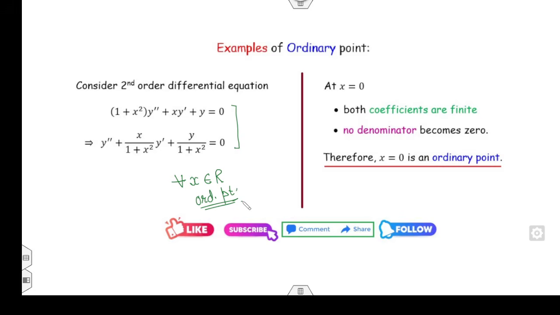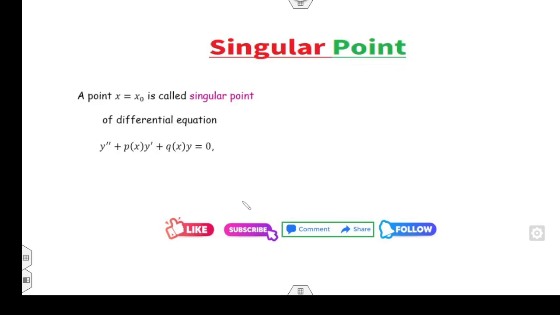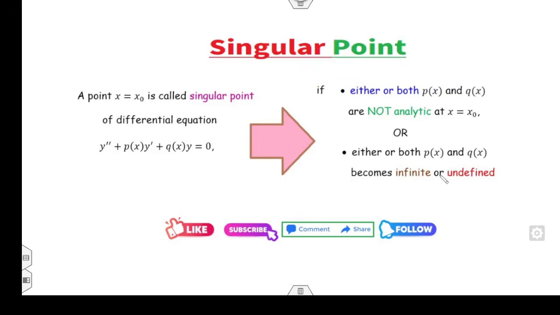Is it okay? Now, the second definition is the singular point. Any point is said to be singular if either p(x) or q(x)... Ordinary point किसको कहते थे? Whenever p and q must be analytic. तो यहाँ पे क्या हो जाएगा? Either p or q are not analytic. Analytic का मतलब नहीं, analytic का मतलब लिमिट जो आपके पास क्या हो जाए, इंफिनिटी हो जाए और अनडिफाइंड हो जाए. यही तो थी ना. Either both p or q.